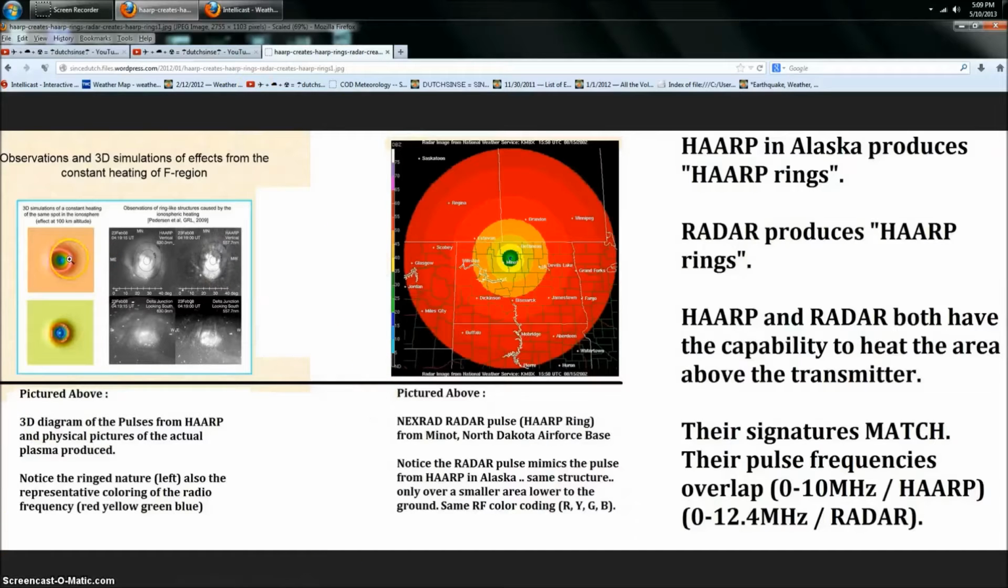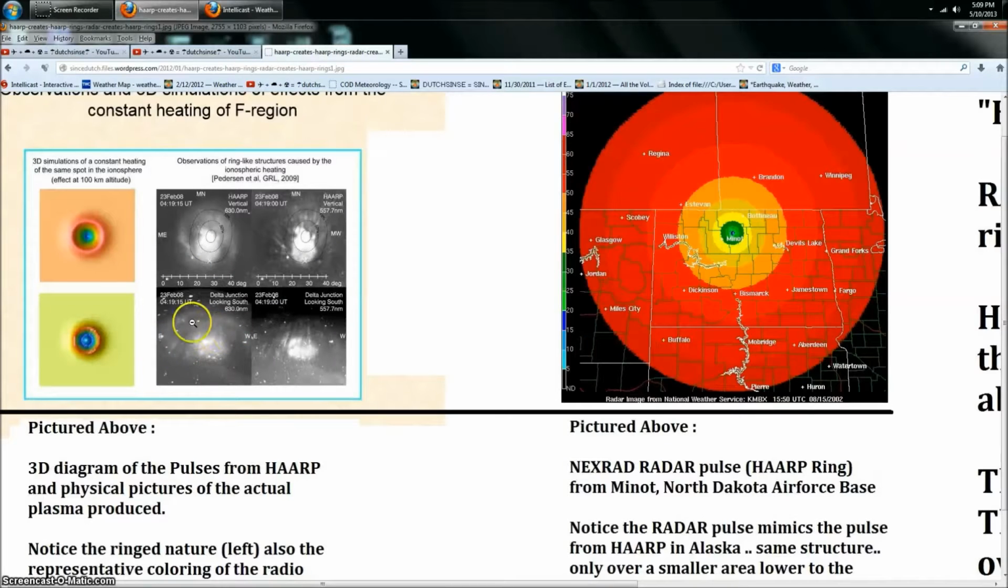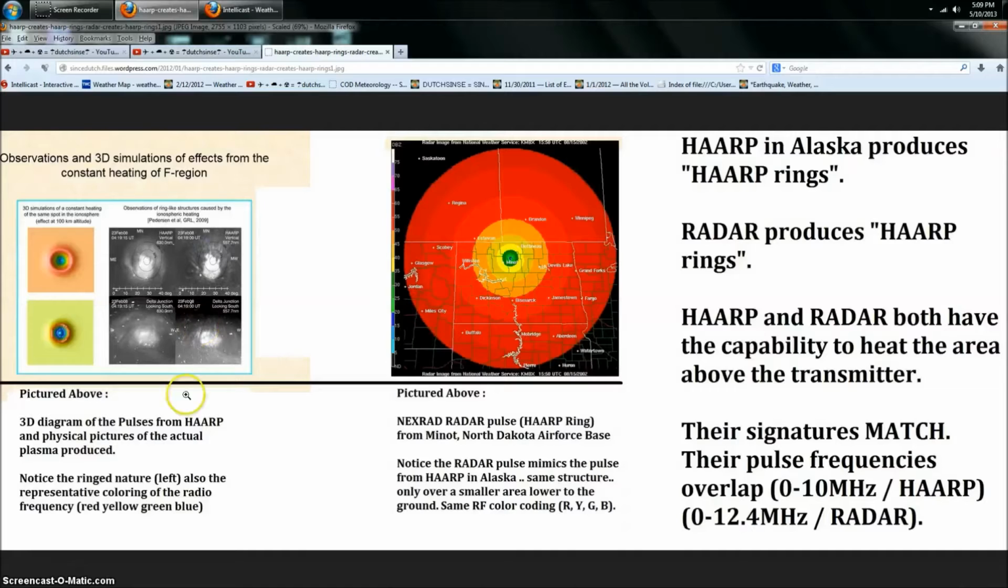On the left-hand side, this is from HAARP. This is from the U.S. Navy, all right, on the left. They have a 3D diagram in the F region above the ground-based transmitter. This is color-coded by them, not altered by me at all. Here's the black and white pictures of the event, even showing rings inside of the plasma that was generated up in the upper atmosphere into the ionosphere.